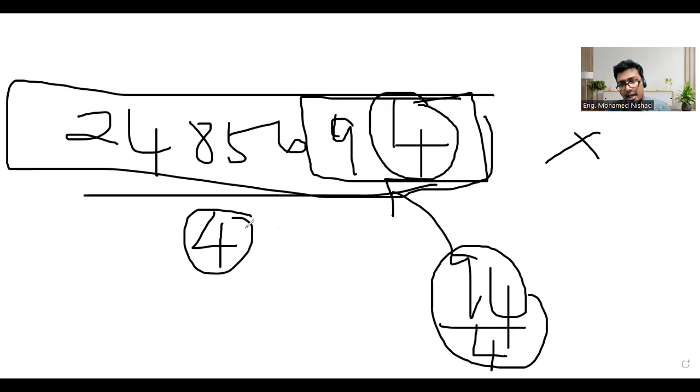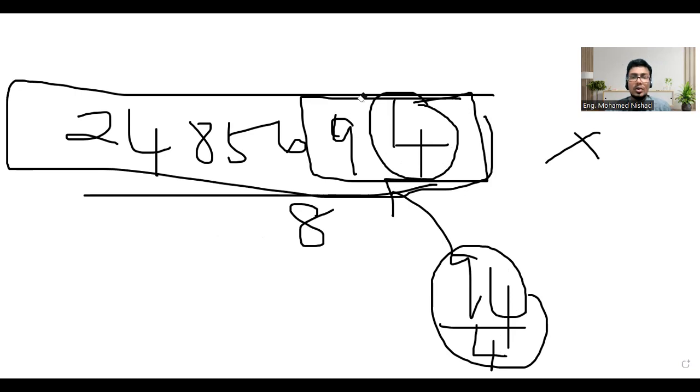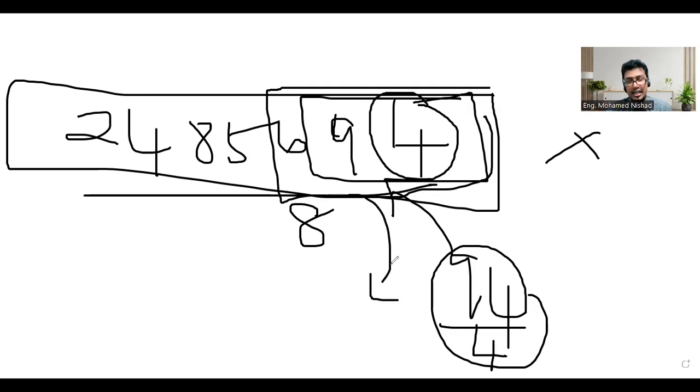Likewise, how can you find out whether it is divisible by 8 or not? How can you come to know whether this number is divisible by 8? It's very simple. We have to check the last 3 digits. If these last 3 digits are divisible by 8, then the entire number will be divisible by 8, right? So that is how we check.